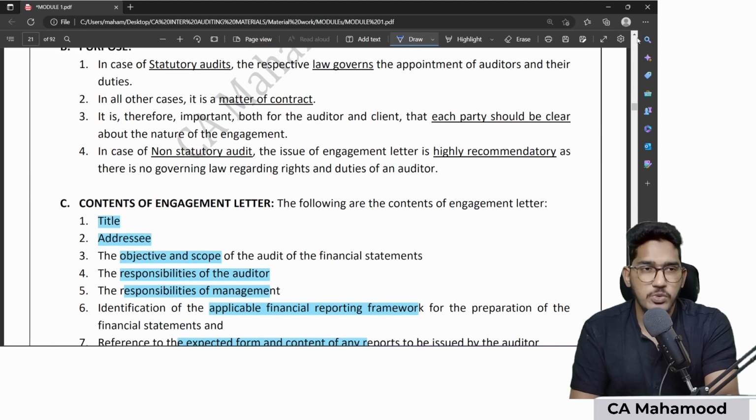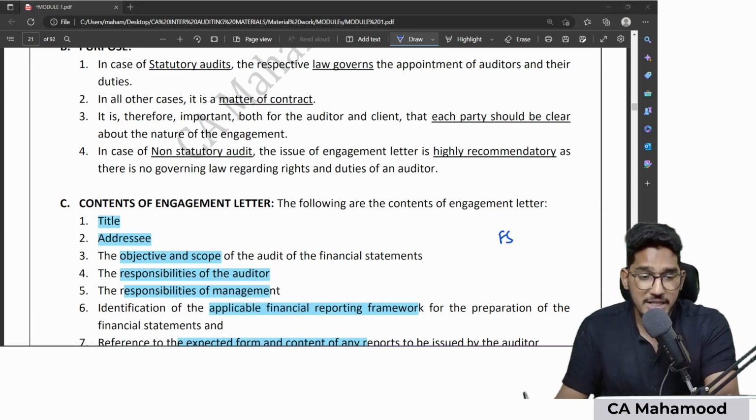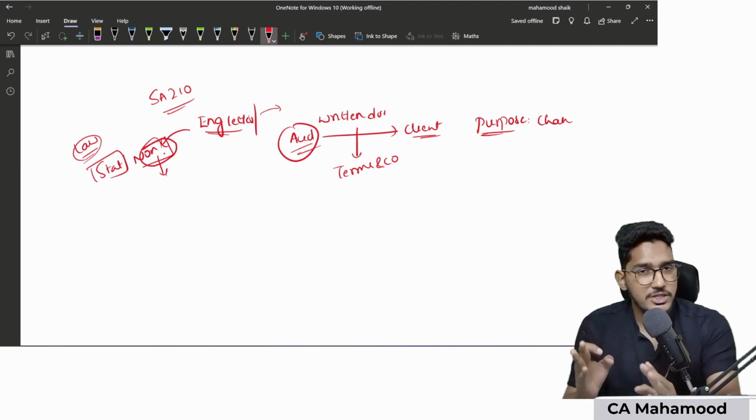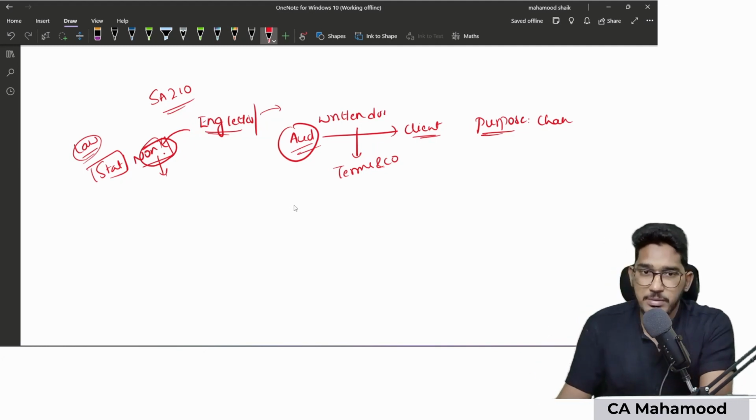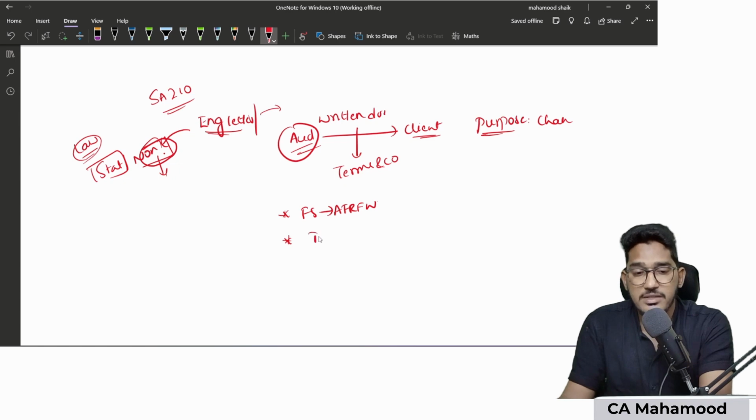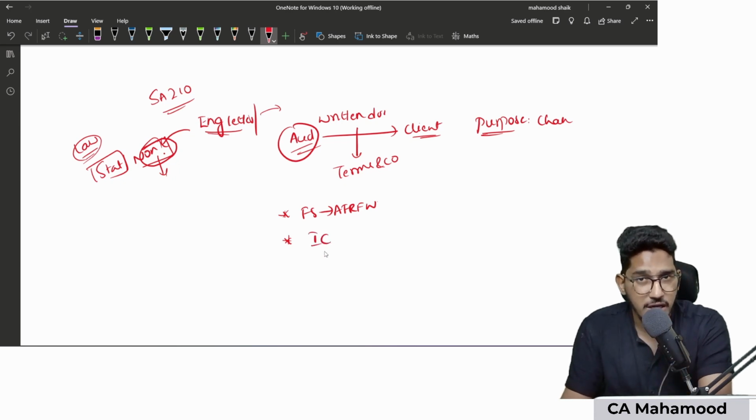So what are the management responsibilities, guys? Very simple. I'm revising: what are the preconditions to audit? Management responsibilities are the premise to audit. Number one, management is responsible for preparation of financial statements, that too as per the applicable financial reporting framework. Number two, management is responsible for implementation of internal control to prevent misstatements in the organization.